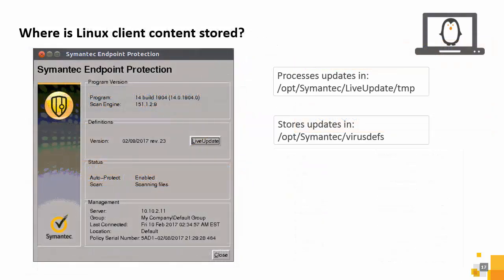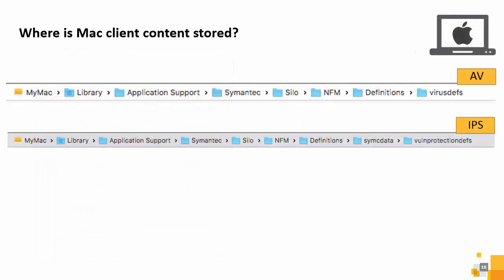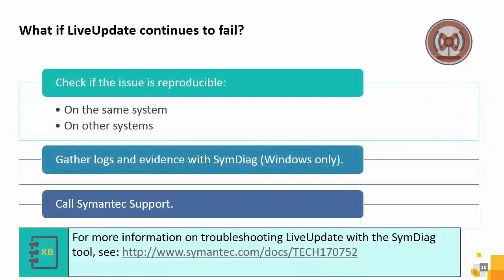When troubleshooting Linux clients, it's important to know where files and log data are stored. This slide shows you the location where content and IPS signatures are stored on the Mac client. If Live Update continues to fail, see if you can reproduce the issue and run SymDiag. With the results from SymDiag, if you cannot resolve the issue, call Symantec support.